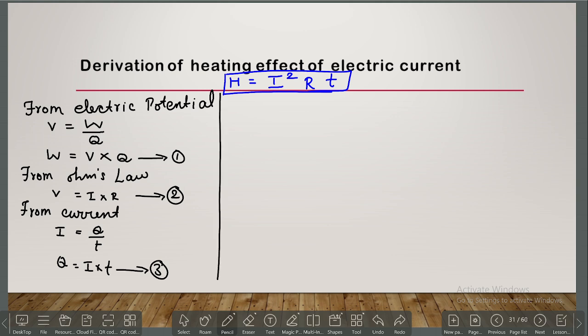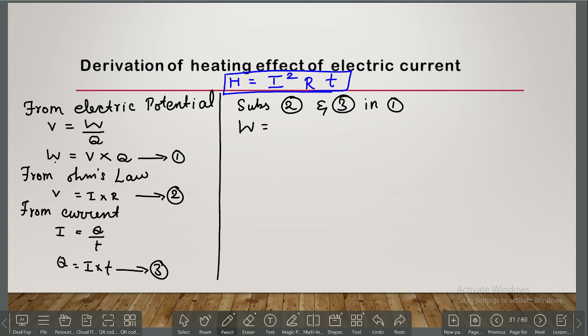So now what are we going to do? We are going to substitute equation number 2 and equation number 3 in equation number 1. What is equation number 2? V is equal to I into R. What is equation number 3? Q is equal to I into T. These two equations we substitute in equation number 1.